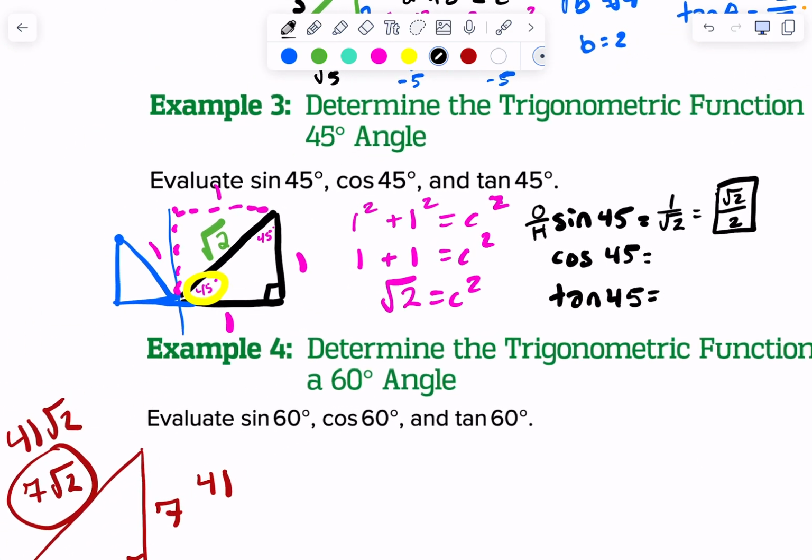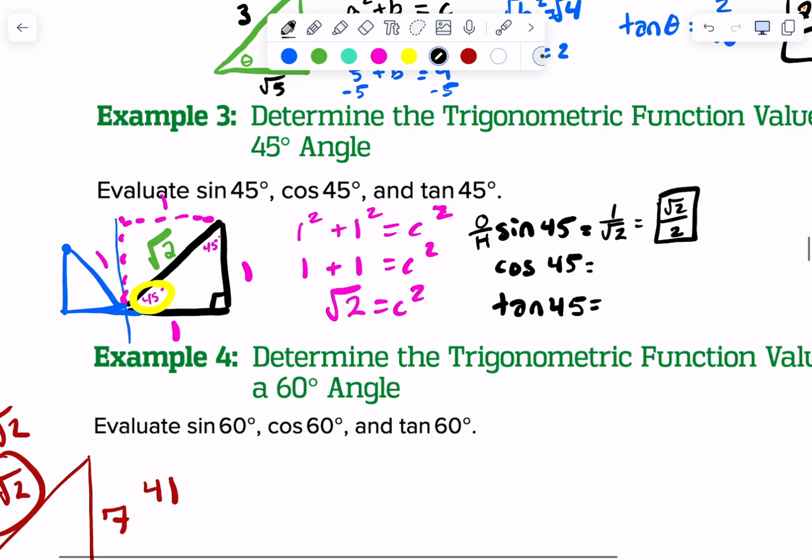So it'd be the same for cosine, though. It doesn't matter. We could use this angle if we wanted to because opposite here is the same as opposite there, right? Your opposite and your adjacent are the same number. So it's the same thing. Cosine is A over H, and A over H is 1 over the square root of 2, or the square root of 2 over 2. We're going to compare this to your unit circle in a second. Tangent is OA, opposite over adjacent. So 1 over 1, which is 1.